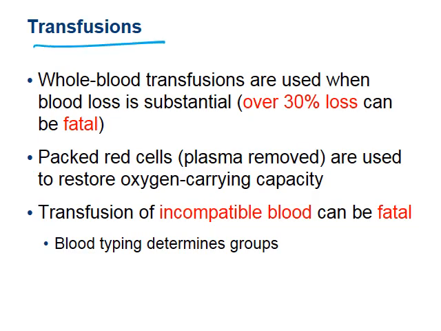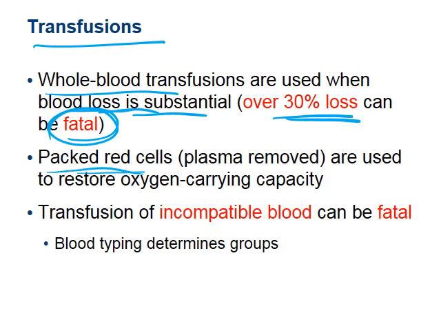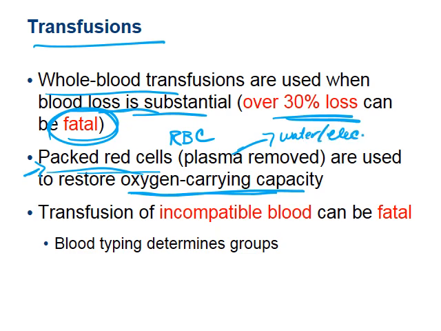So transfusions, if we needed to give you a whole blood transfusion, it's because you have substantial blood loss. Anything over 30% can be fatal. We could also give you packed red cells. So we're talking about red blood cells. If I needed to increase your oxygen carrying capacity, I could give you just the packed red blood cells, so the plasma was removed. Also, I could give you just plasma if I needed you to have water and electrolytes and antibodies. So sometimes we separate them out and give you which portion you actually need.